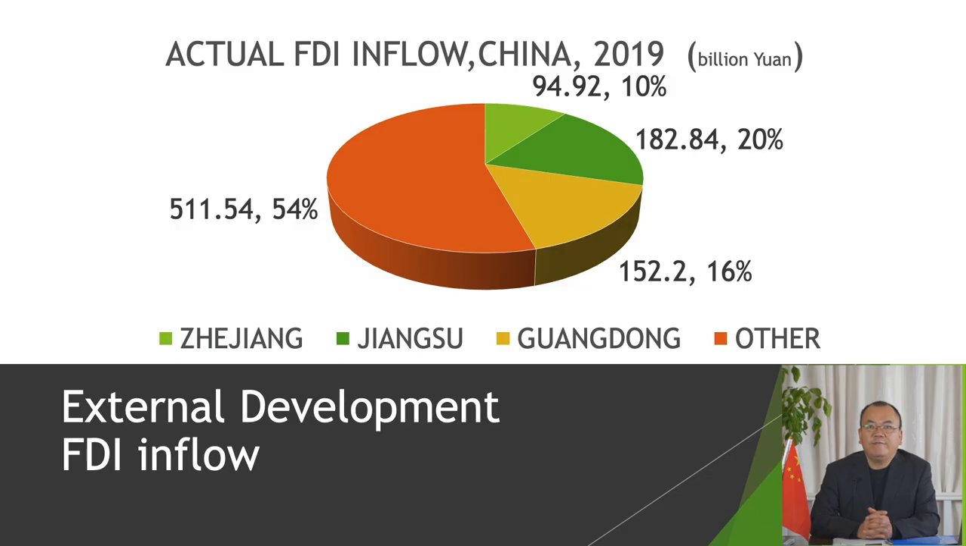The third is FDI inflow. So again, we compared with the other two provinces, Jiangsu and Guangdong. For Zhejiang, in 2019, we occupied 10% of China's total FDI inflow. Well, Guangdong, 60%, Jiangsu, 20%. The three provinces plus together occupied almost half of China's total FDI inflow.